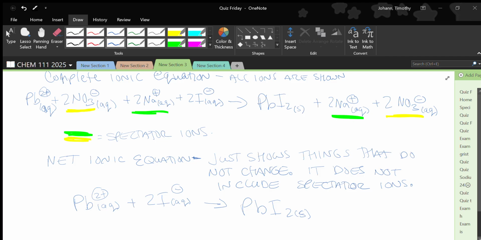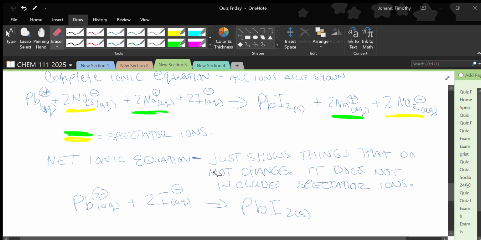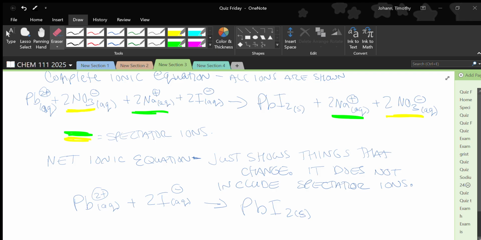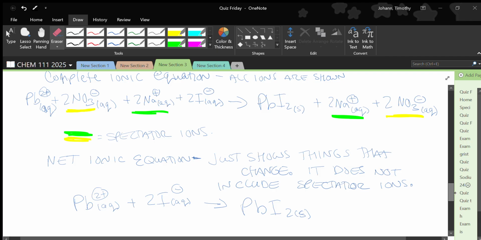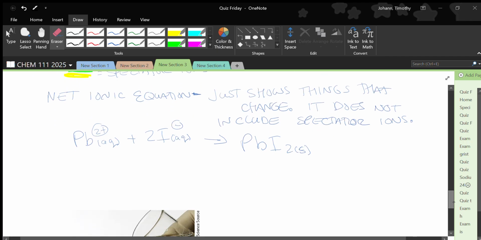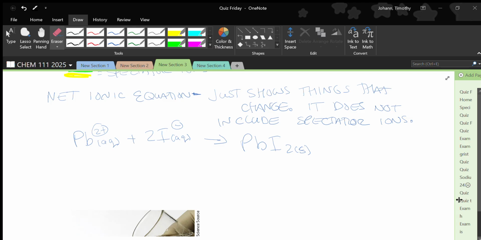The definition says it just shows things that change. Thank you. It does not include the spectator ions, which are the things that don't change. Thank you. All right. Questions? Other questions?